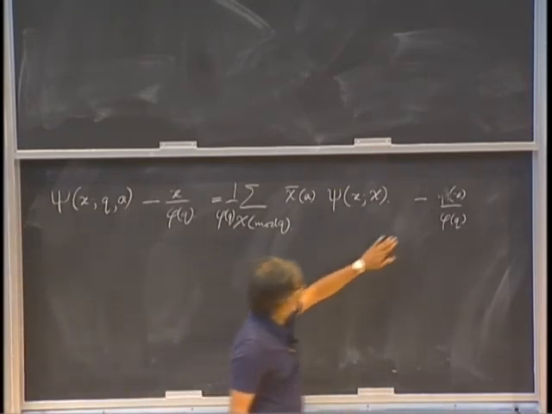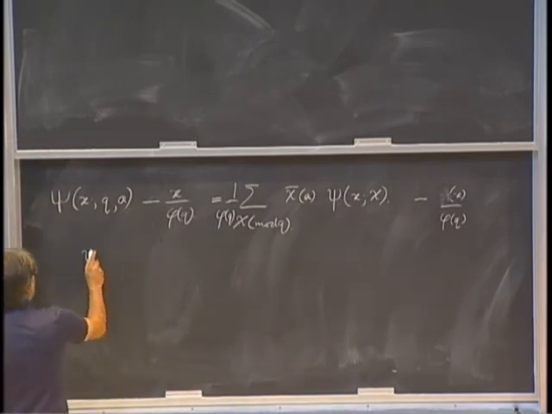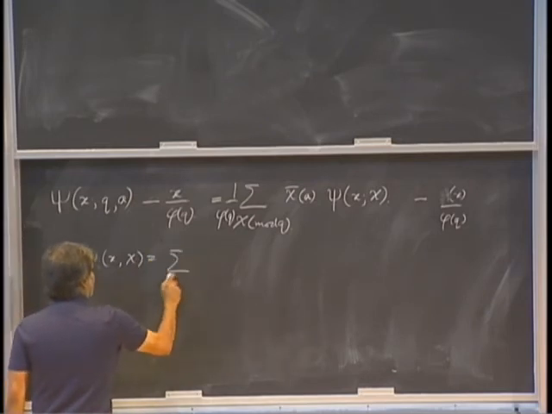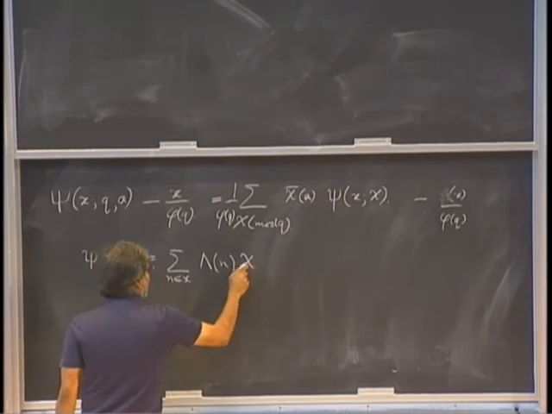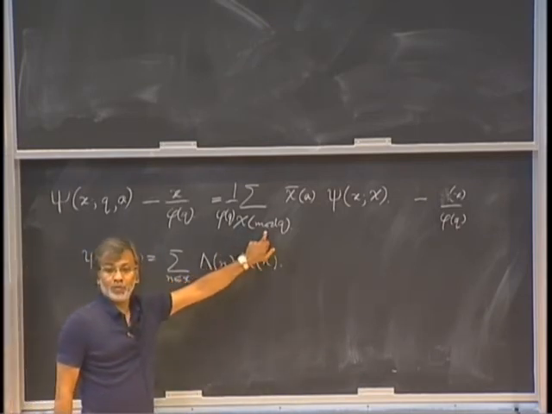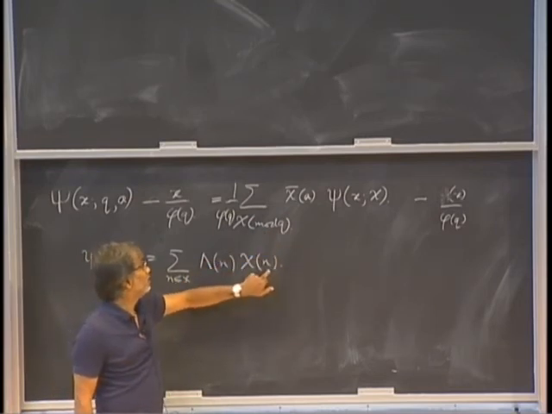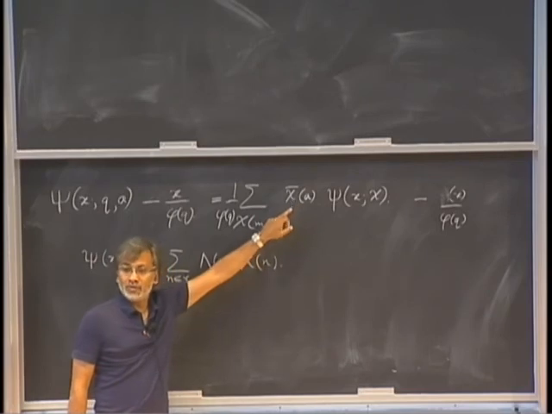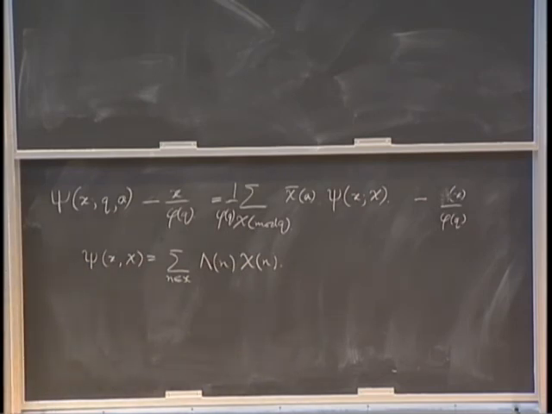Okay. So recall that this psi(x, chi) is the sum over n of Lambda(n) weighted with this character chi(n). Okay. So if you plug that in here and use the orthogonality relation, you get 1 if n is congruent to a mod q, and you get 0 otherwise.